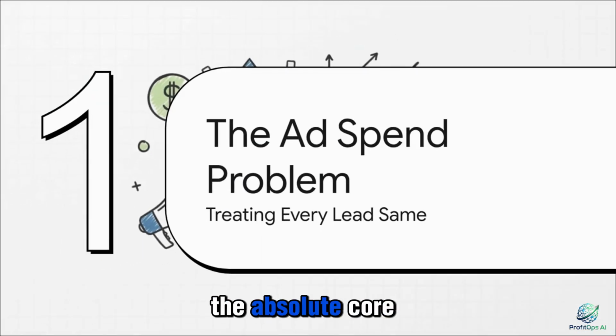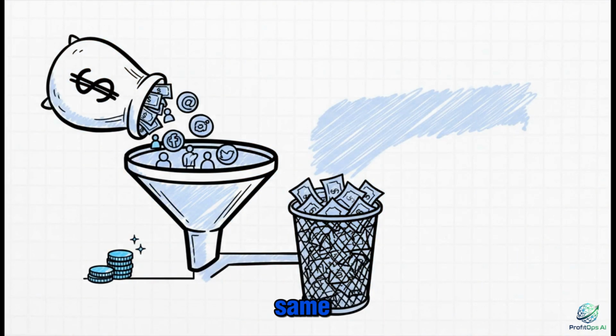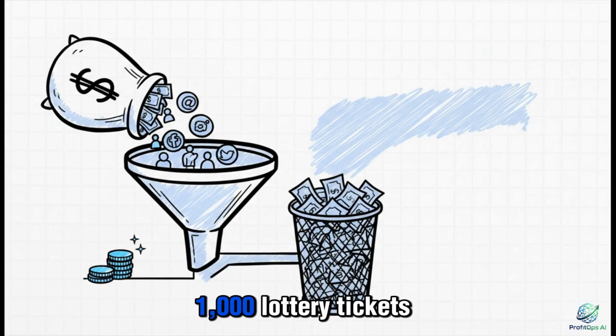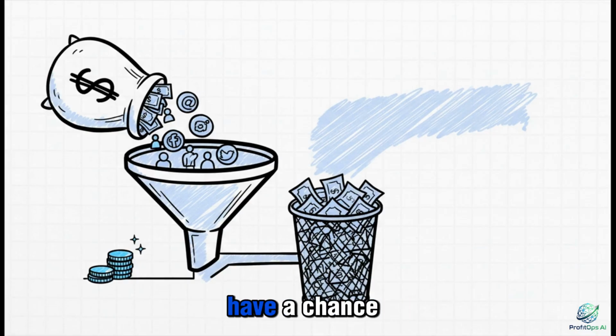All right, so here's the absolute core of the problem. When leads come in, from Google, Facebook, an email campaign, wherever, the default tendency is to treat them all the same. Your team gets to work trying to convert every single one. But the hidden truth is, not all leads are created equal. In fact, some are worth 100 times more than others. No joke. And what's the result of treating them all the same? Well, it's just wasted money. You end up spending a fortune bringing in leads that were never, ever going to become profitable customers. It's kind of like paying for 1,000 lottery tickets when only 10 of them even have a chance of winning.